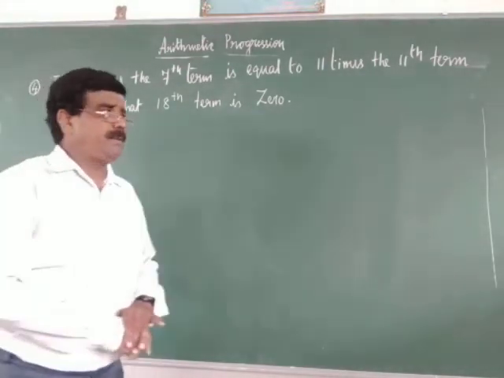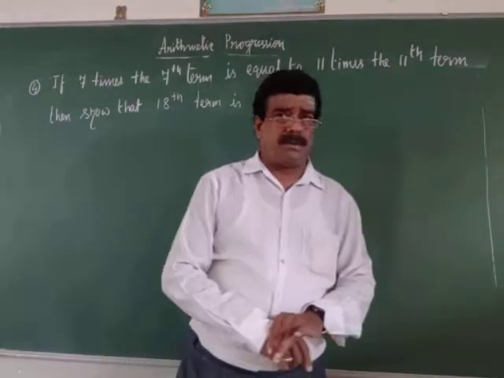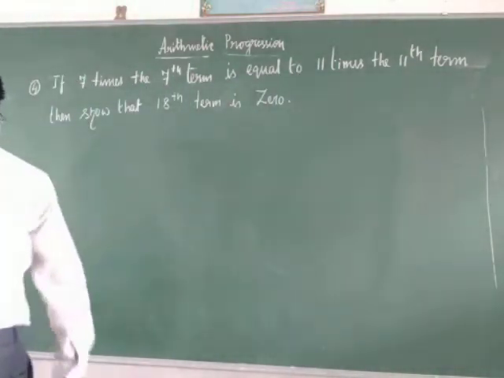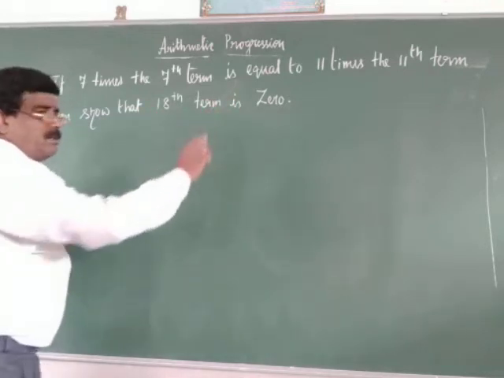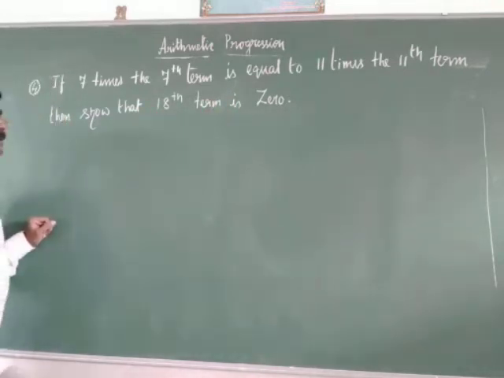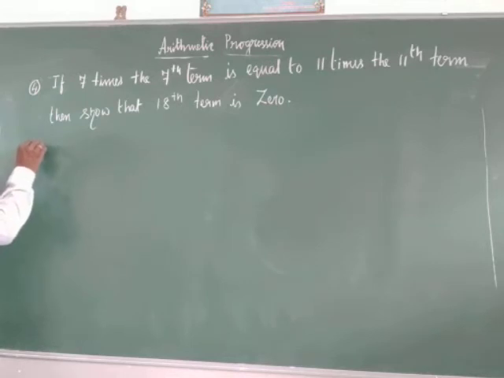If you are not able to do that, something is wrong. So you should not do that. Please see how to do it. Before that, the 18th term is 0 is given. Let me analyze how to get the 18th term. So the 18th term means you must know it is A18.